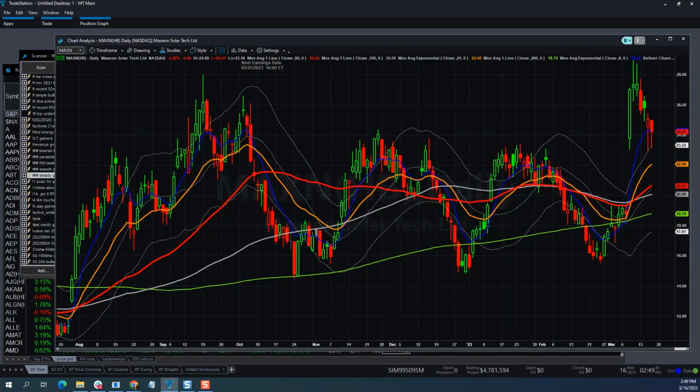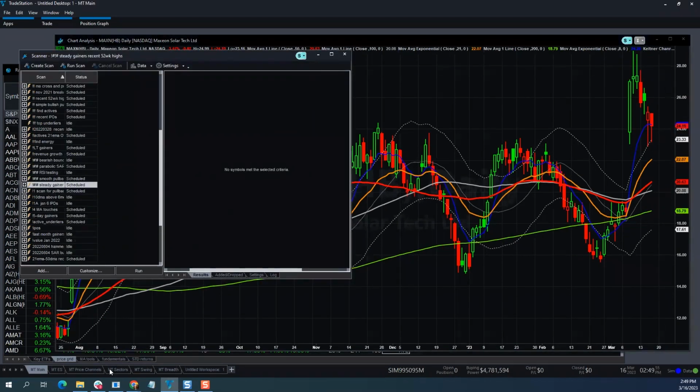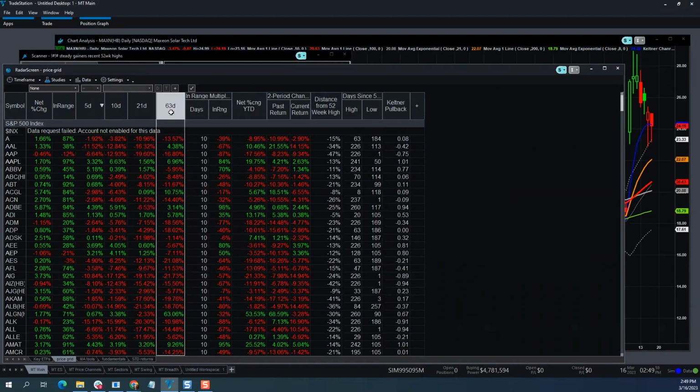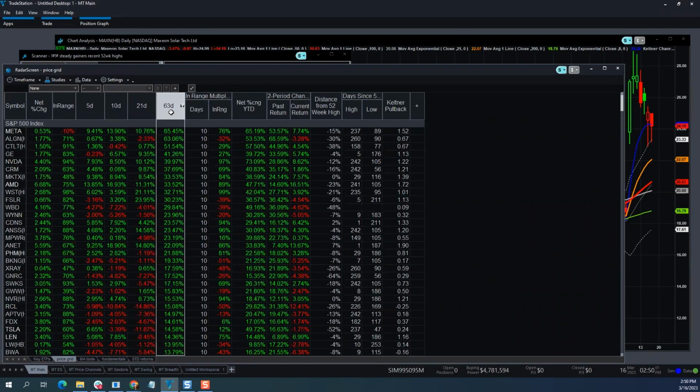It's just a rally and pullback. I look for a stock that is up a lot in one period of time and then pulled back more recently. There are different ways I do it. I have a bunch of these scans, but you can do something like this in Price Grid. You basically say, I want to look at stocks that are up a bunch in the last 3 months that are down a bunch in the last week.